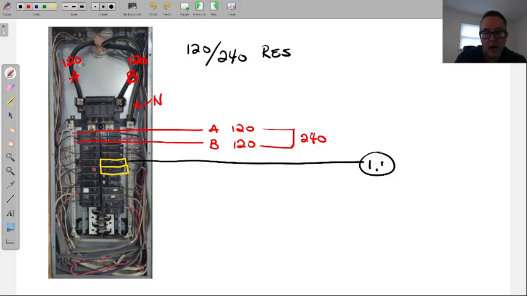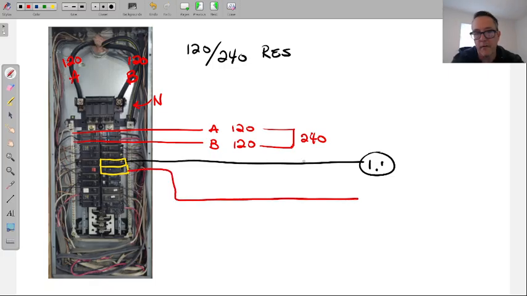So another circuit, another hot conductor heading over to another outlet. And so far, we have a multi-wire branch circuit, where we have multiple circuits. So we have our breaker going to outlet.